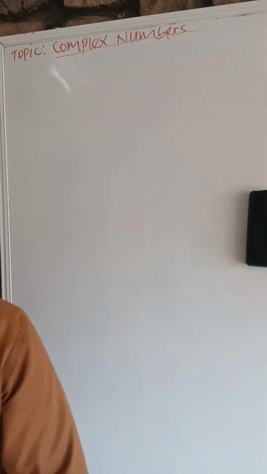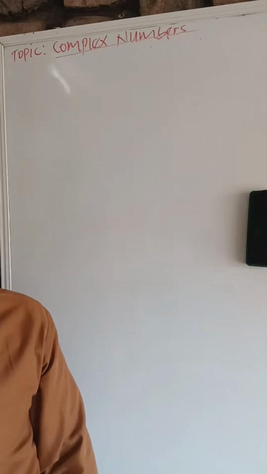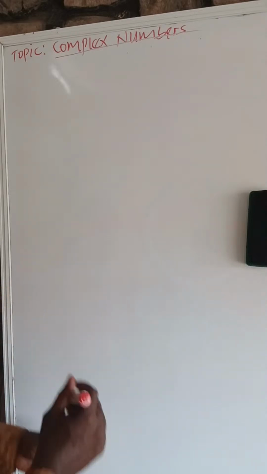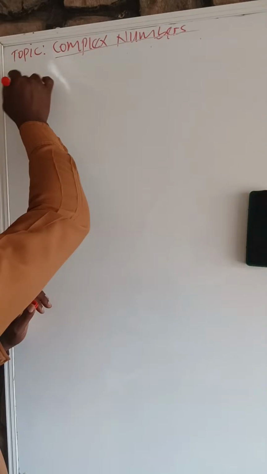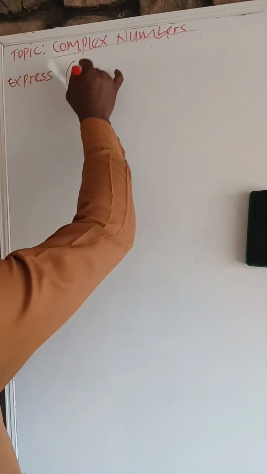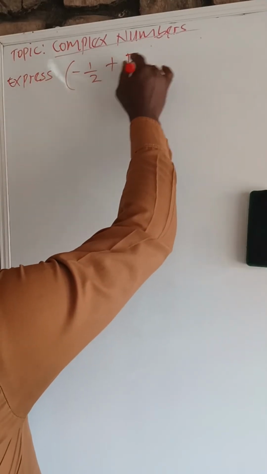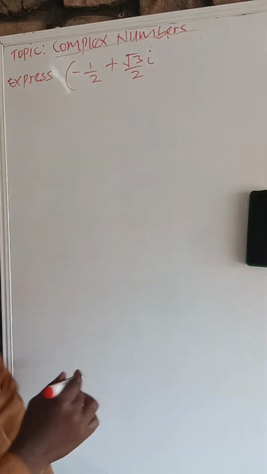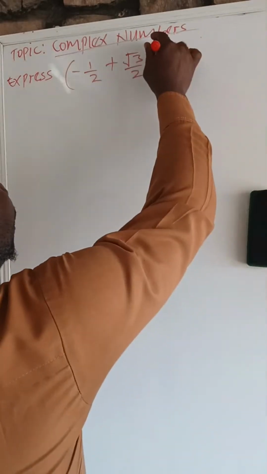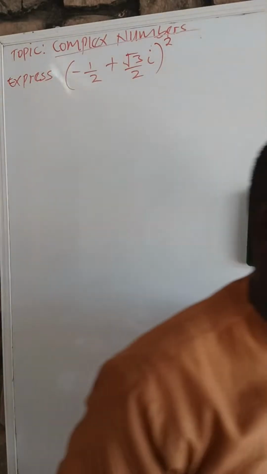Okay, let's consider this example. Express open bracket minus 1 all over 2 plus square root of 3 all over 2i, all in square.